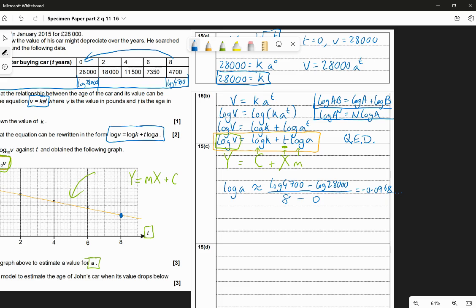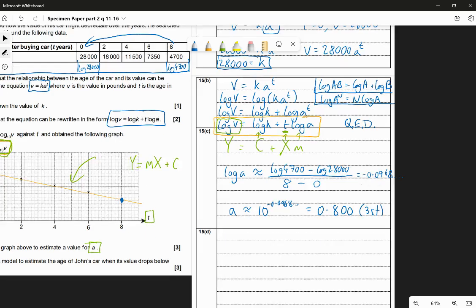If that's log a, then a is therefore approximately 10 to the power of that, because log base 10 and 10 to the power of are the inverses of each other. So if I have log of a, then to find a, I put 10 to the power of that. So 10 to the power of negative 0.0968... gives me my value of a, which is 0.800 to 3 significant figures. Okay, so it does look like it's about a 20% drop in value every year.